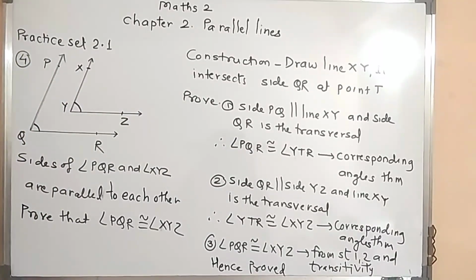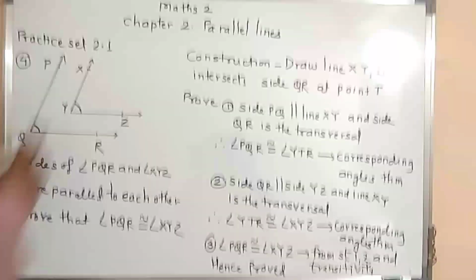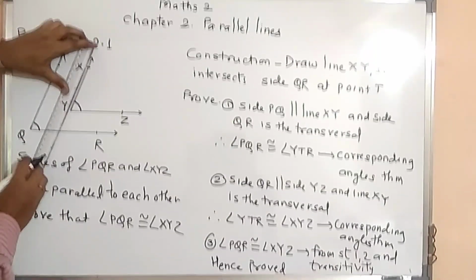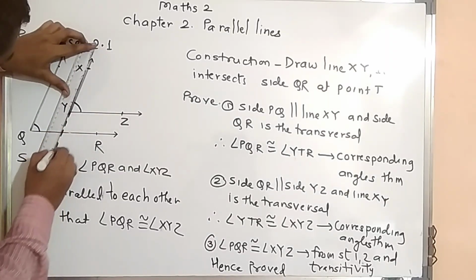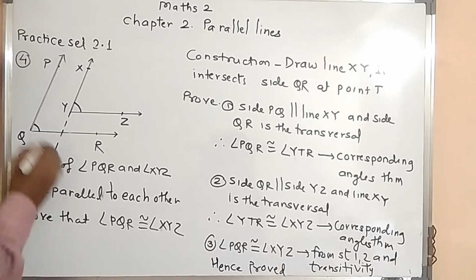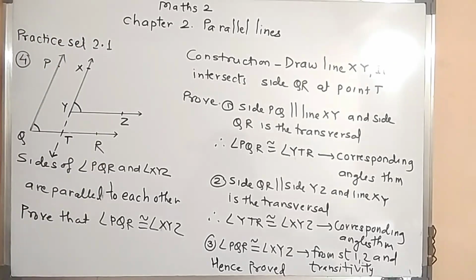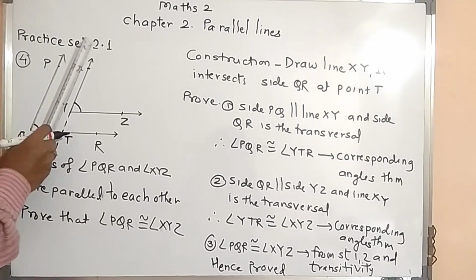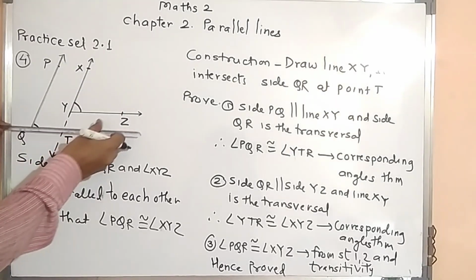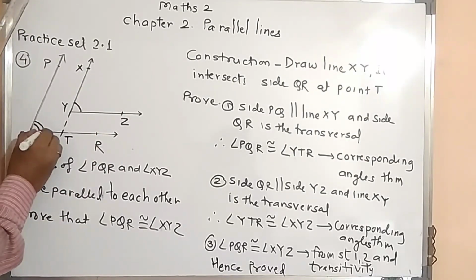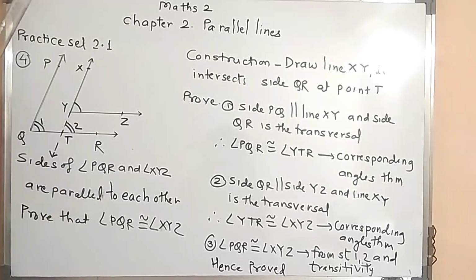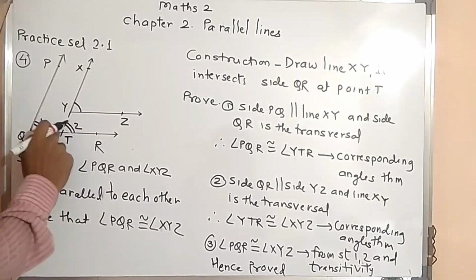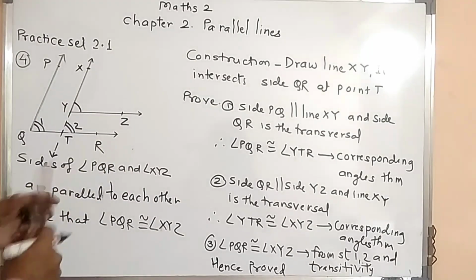So I will construct something. Draw line XY, I will extend this line. This line intersects side QR at point T. Now look at the board. This is side PQ, which is parallel to line XY, and QR is the transversal. So this angle is congruent to this angle. The first angle is congruent to the second angle. Angle PQR is congruent to angle YTR, corresponding angles theorem.